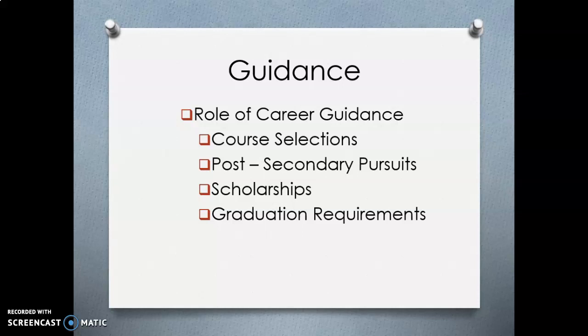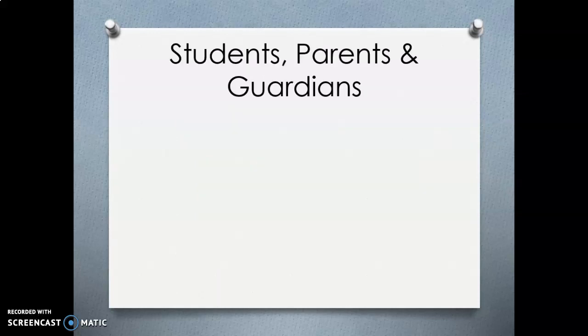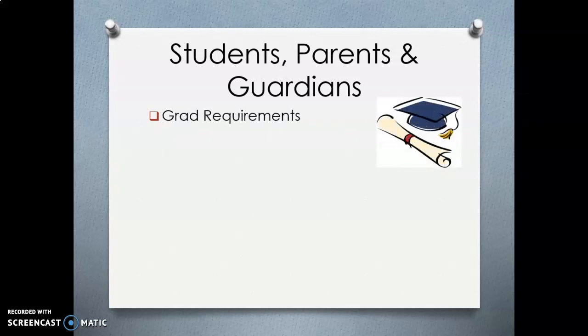So first, my role is really to assist students in making all of these choices and to help you out and to guide you through the process. So first off, grad requirements are what we're going to talk about today. So what classes do you actually need to take? What are the requirements to graduate in Saskatchewan? And then your post-secondary pursuits.